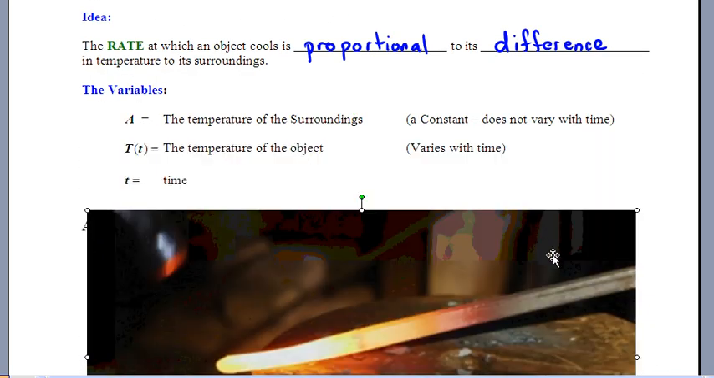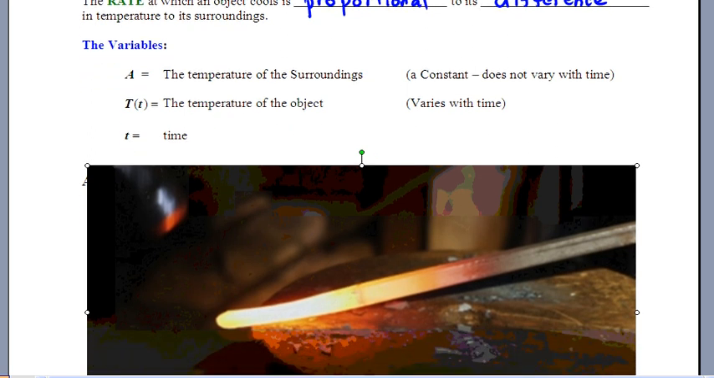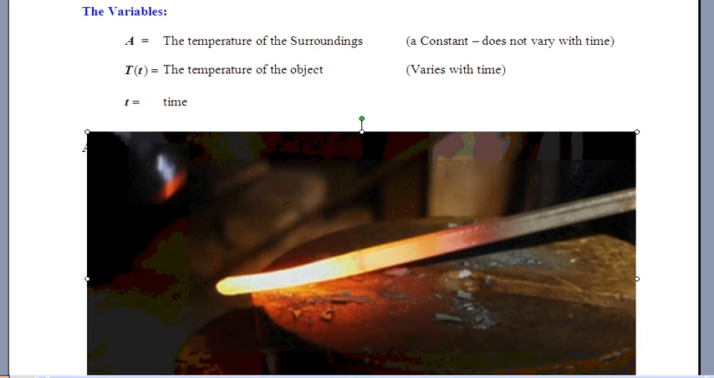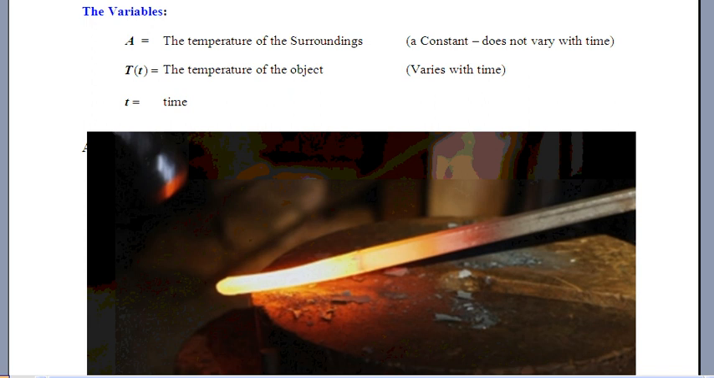Okay, so let's talk about the variables that we're going to have in this story. A is going to be the surroundings temperature. So I'm going to have my little graphic here just for a minute, and then I'll take it away. A would be like the temperature maybe of this anvil, right? Some room temperature that's out there. Capital T is going to be the temperature of that really hot object, right? So that's capital T for temperature, and it's a function of time, right?